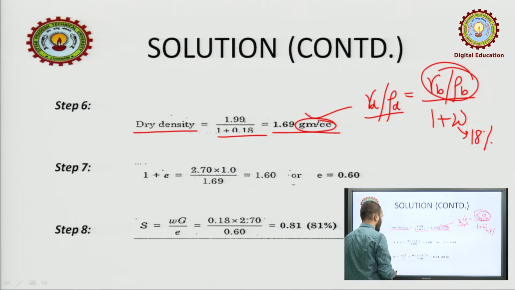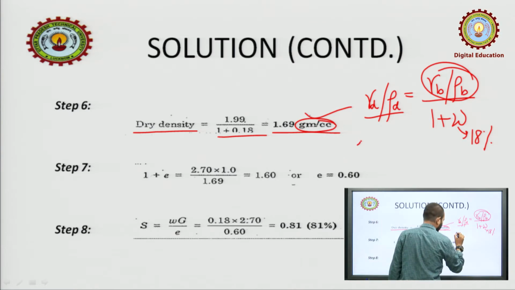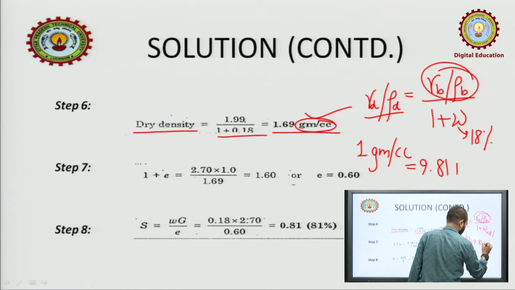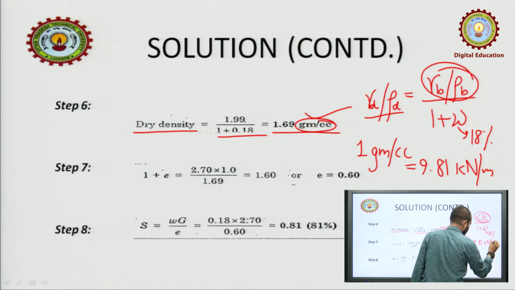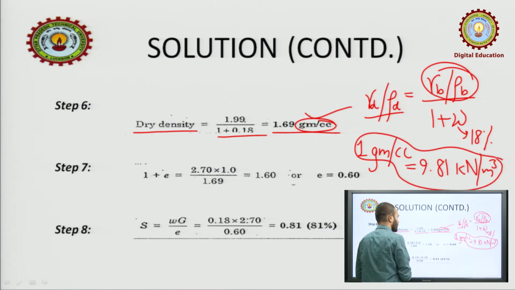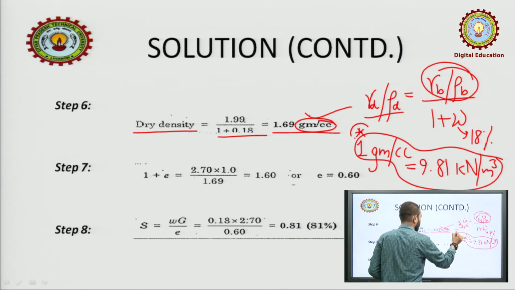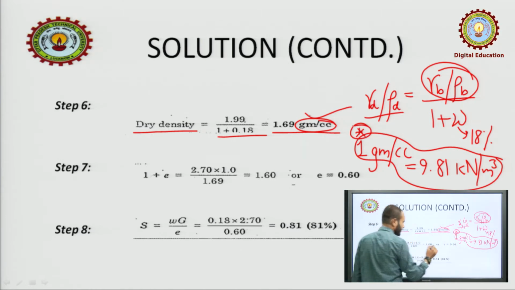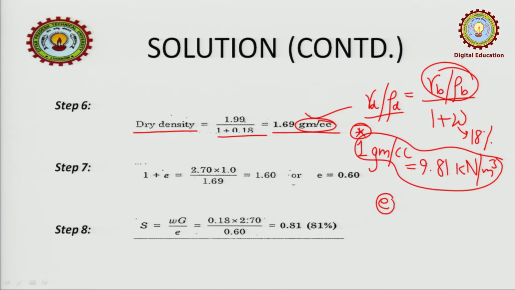How we convert: 1 gram per cc is equal to 9.81 kilonewton per meter cube. Remember this relation as well. This is also an important one. Now finally we are to find the void ratio e. e and S, two things are now remaining with us. So first of all we will find out e. How will we find it?